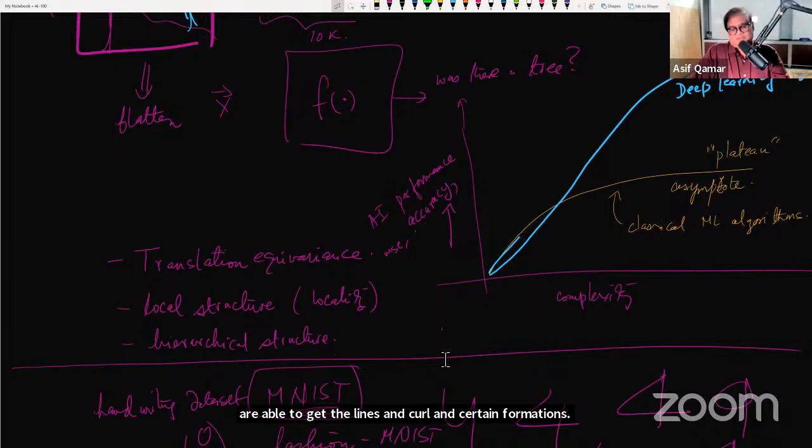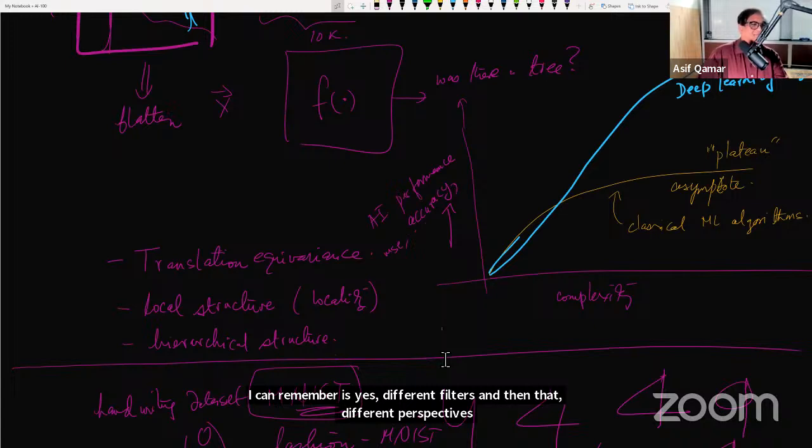But anybody else would like to say it differently? All I can remember is there are different filters, and those filters give you different perspectives of the image. Right. That's right. Yeah. Okay. So what I'm hearing is that there are filters, and filters somehow do better. But why do they do better?